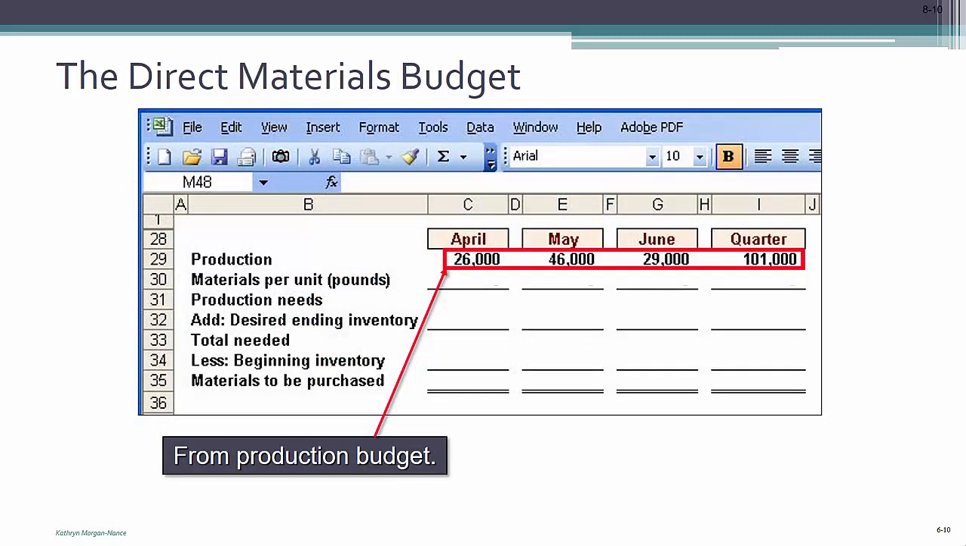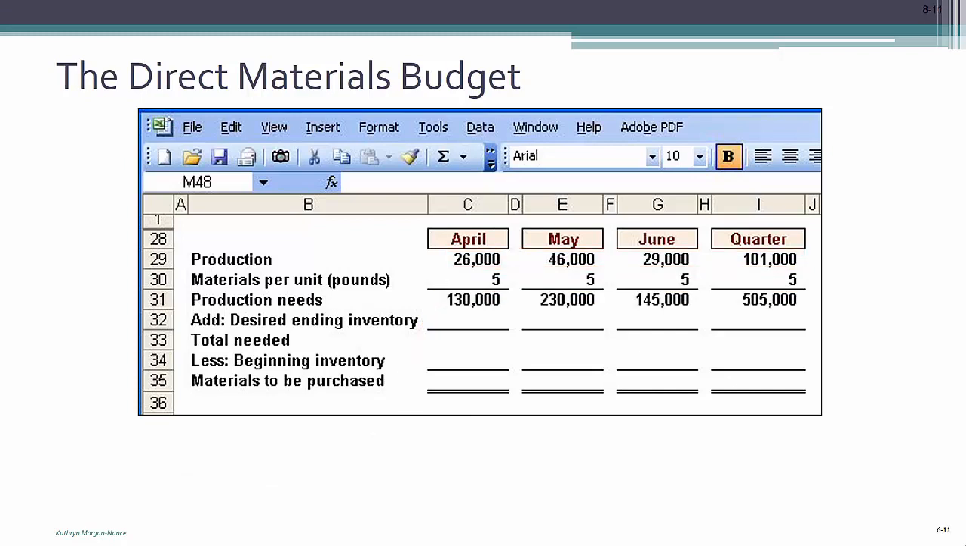The first step in preparing the direct materials budget is easy. Just start with the required production in units coming from the production budget. The second step converts the finished goods quantity produced to the quantity of direct materials needed to support production.